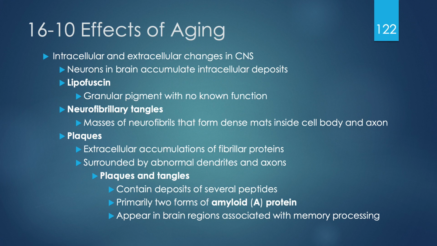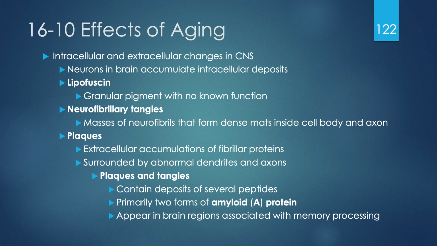Further, there are intracellular and extracellular changes in the central nervous system as a result of aging. The neurons in our brain are going to accumulate some intracellular deposits, some of which are called lipofuscin, which is a granular pigment that has no known function but is commonly found in the aging brain. There are also neurofibrillary tangles, which are neurofibrils matted together into a big mass, and these will exist inside the cell body and the axons. Plaques are an accumulation of fibrillar proteins outside of the cell, surrounded by a number of abnormal dendrites and axons.